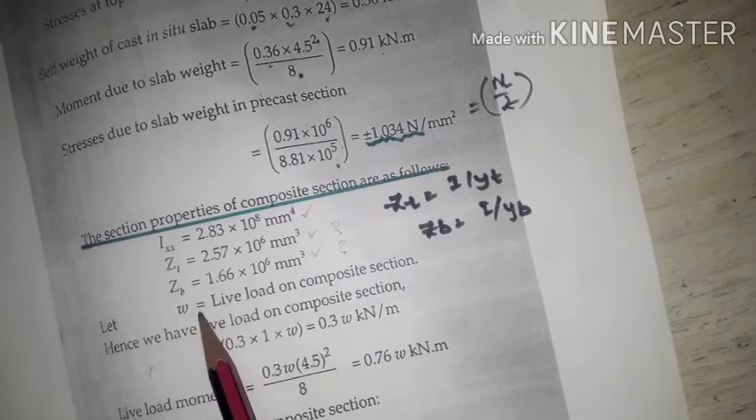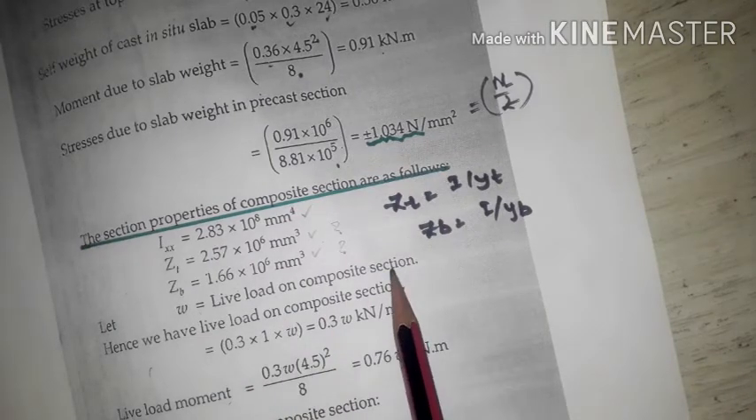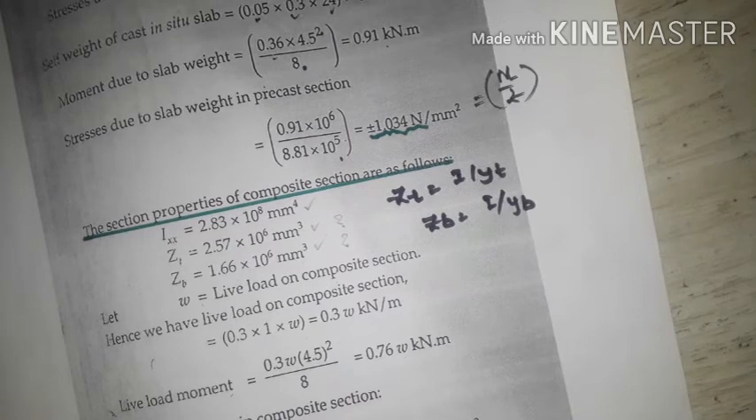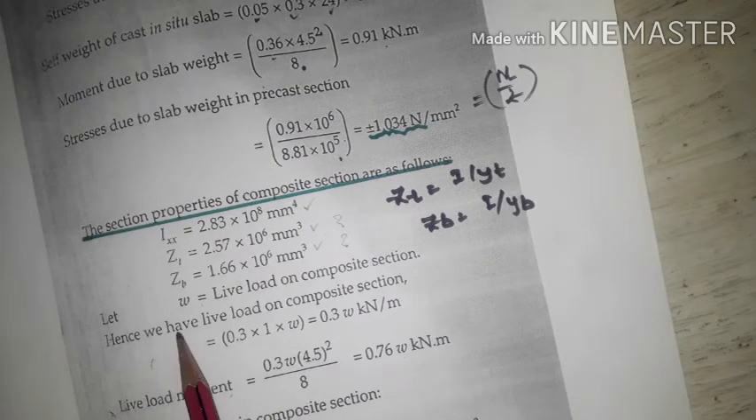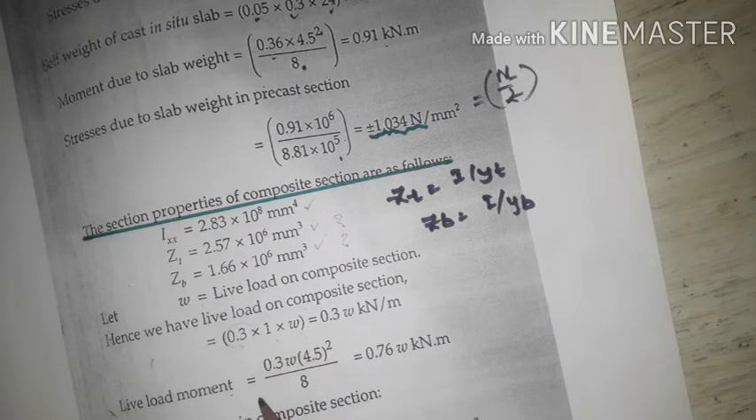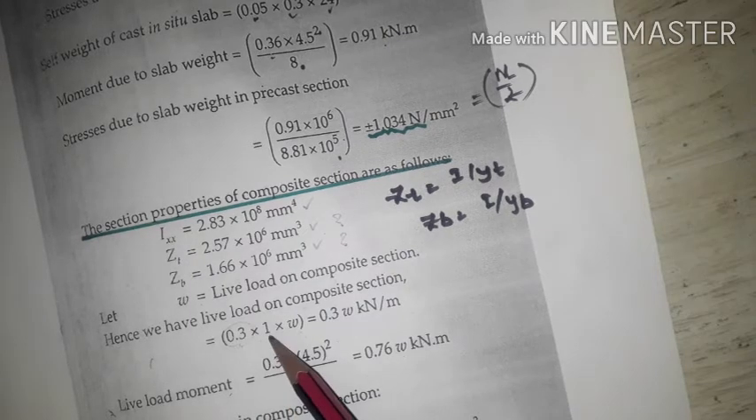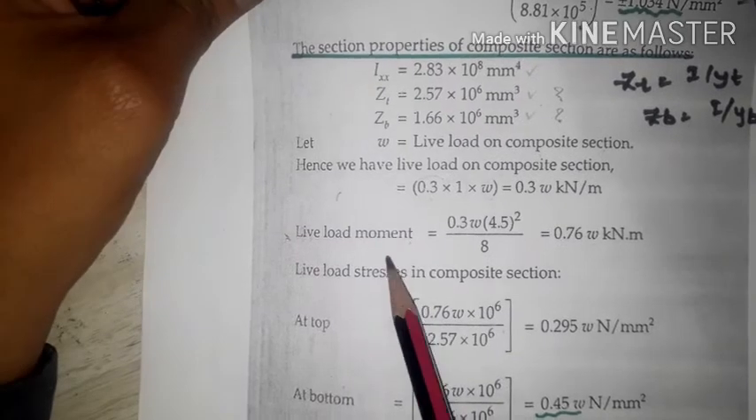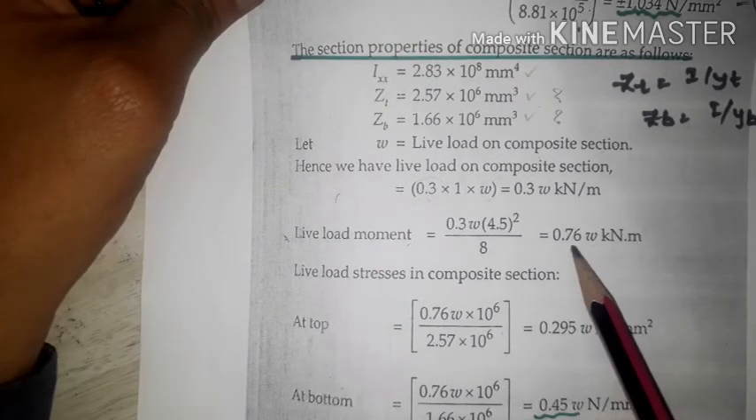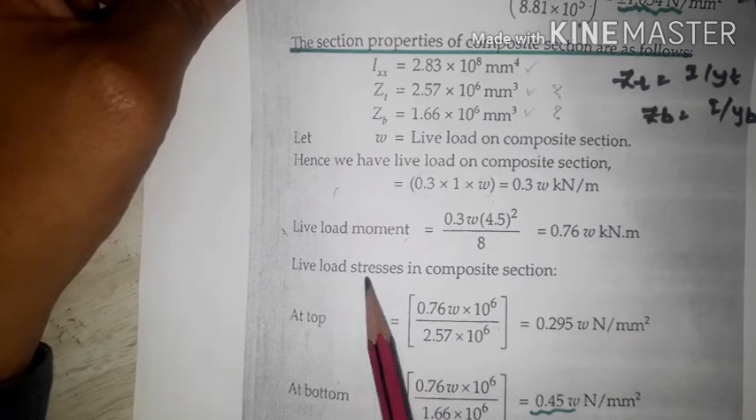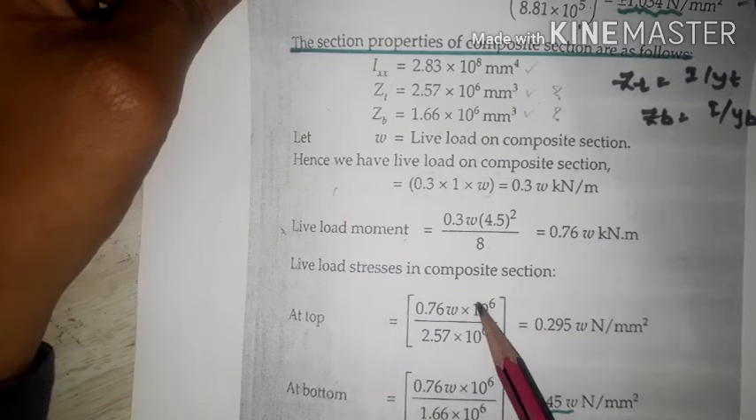Then W is the live load on the composite section. So the live load on the composite section per meter is 0.3 into 1 into W. The 0.3 is the width of the slab, the 1 is the per meter length, and W you have to find out. Then the moment due to live load is again WL square by 8, so it is in terms of W again. Then the live load stresses in the composite section are again M by Z and M by Z.